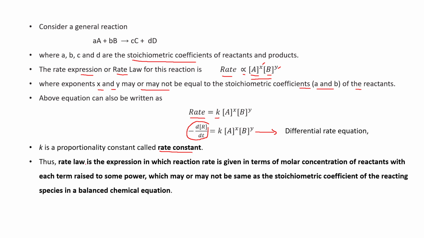Then we can say rate law is the expression in which the reaction rate is given in terms of molar concentration of reactants, with each term raised to some power, which may or may not be the same as the stoichiometric coefficient of the reacting species in the balanced chemical equation. This is the meaning of rate law.